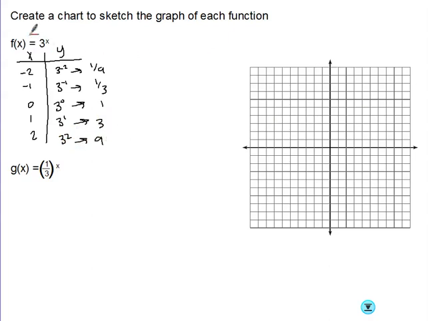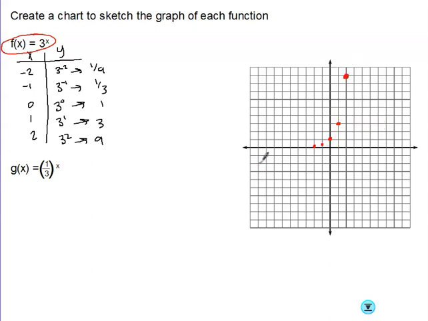I'll graph this first function in red. -2 and 1/9 is going to be a very small number. -1 and 1/3 is still fairly small. 0, 1; 1, 3; and 2, 9.